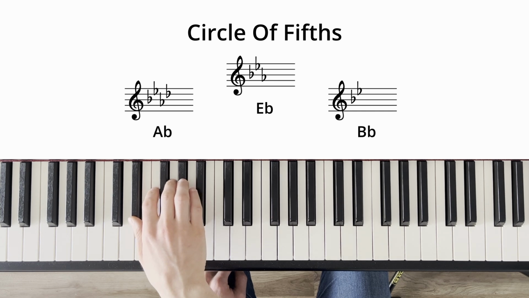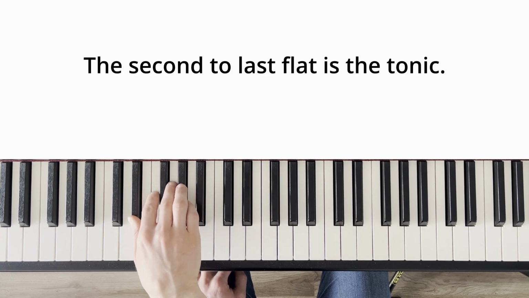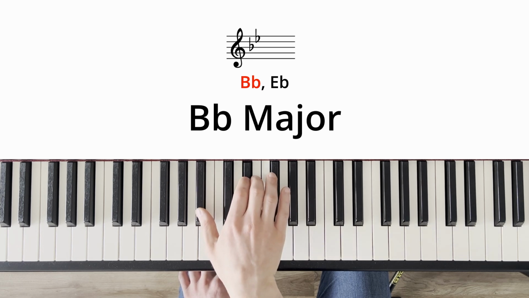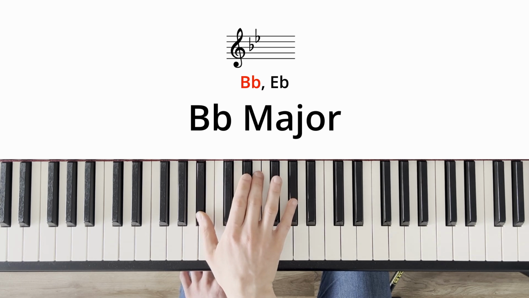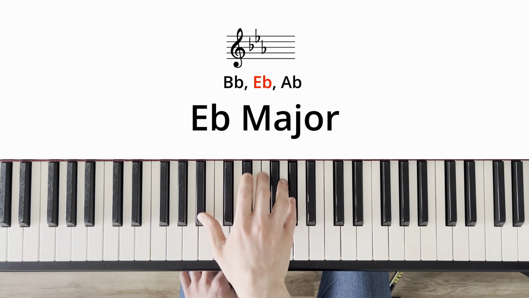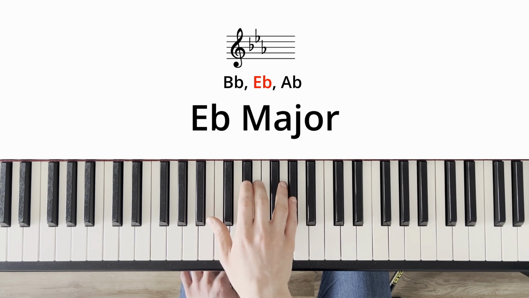Here, another pattern emerges. It turns out that for all major keys containing at least 2 flats, the second to last flat in the key signature is the tonic. B flat major had 2 flats, B flat and E flat. B flat is second to last, and that's the tonic. E flat major has 3 flats, B flat, E flat, and A flat. E flat is second to last, so that's the tonic.